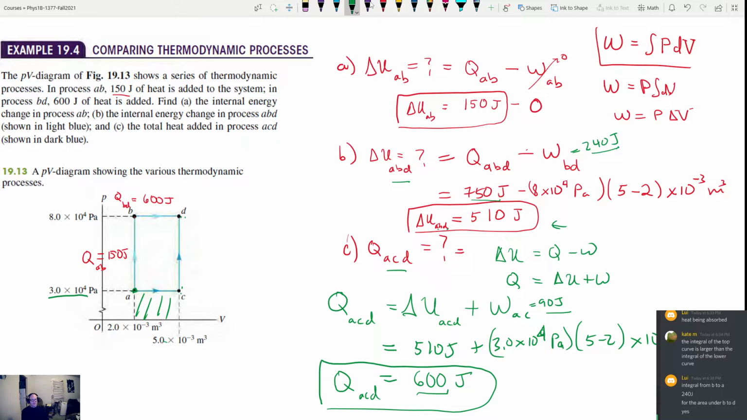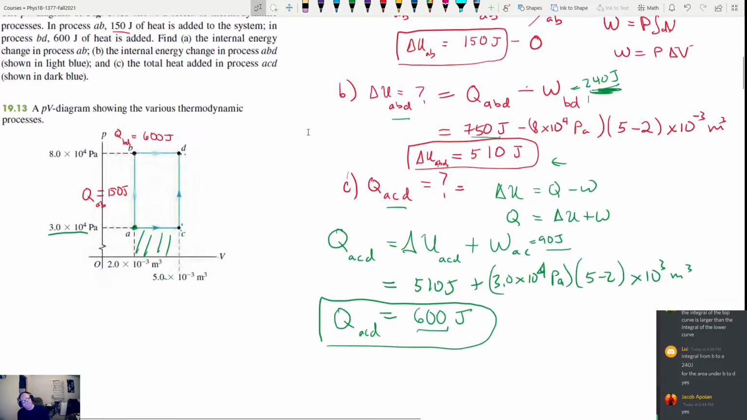Something to think about. We're going to be talking more about efficiency and stuff later, but can you all see how the process ABD is kind of more efficient at generating usable work? Yes. All right. Any questions at all before we move on?